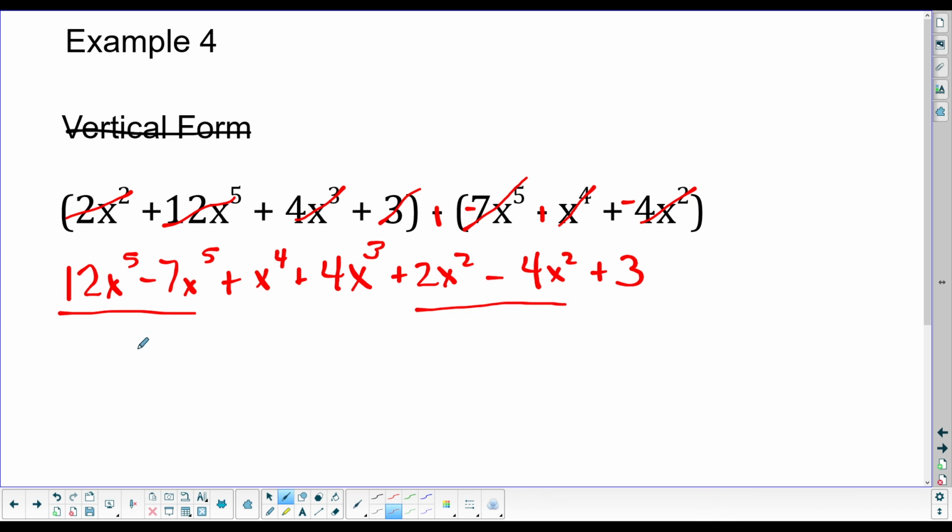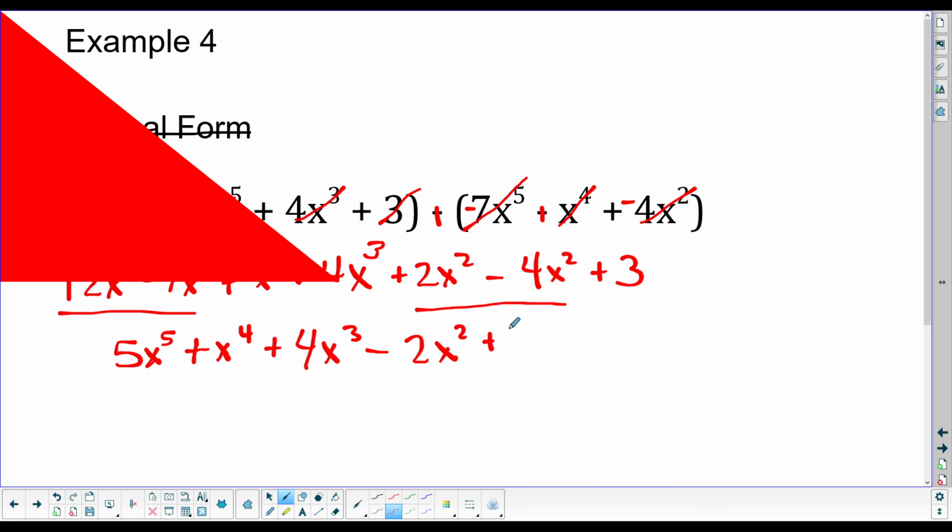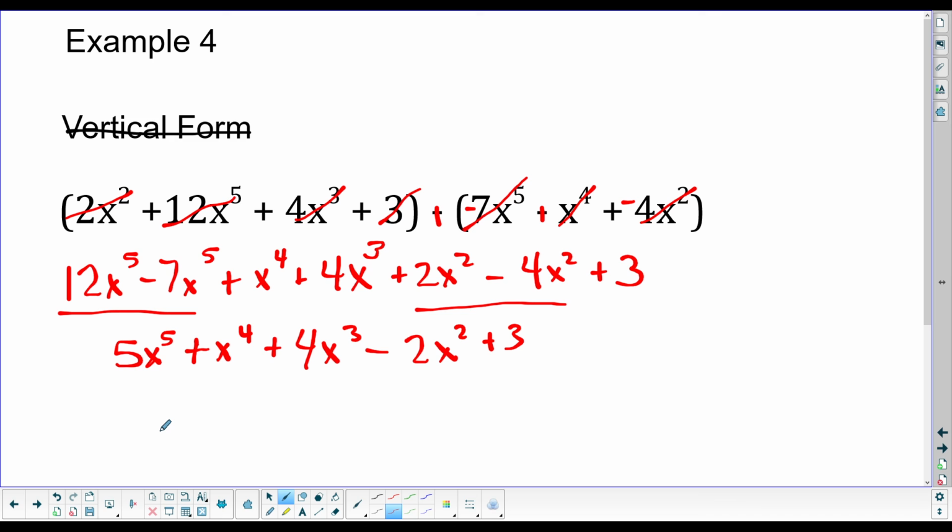12 minus 7 is 5, so 5x to the 5th. And then we've got 1x to the 4th, 4x cubed. And then we've got +2 minus 4, that's going to be -2x squared. No linear terms, and then we've got the 3 as the constant term. So we combine those together. It's written out in standard form. I can tell that this is a quintic polynomial with 1, 2, 3, 4, 5, so a quintic polynomial with 5 terms. That leading coefficient is 5.